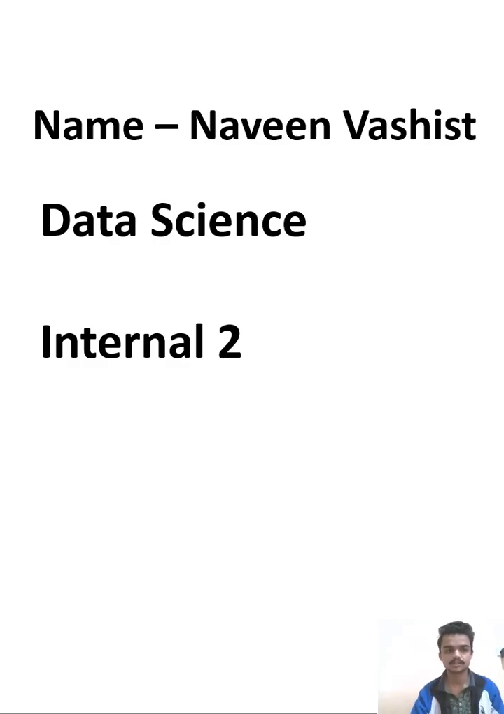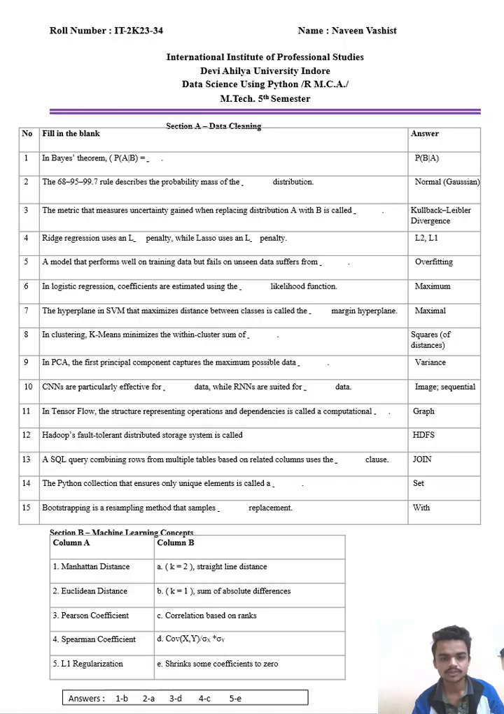So here we start. Question number one: in Bayes theorem, P of A given B is equivalent to, so the answer will be P of B given A. The 68, 95, 99.7 rule describes the probability mass of the dash distribution. So the answer is normal Gaussian distribution. The metric that measures uncertainty gained when replacing distribution A with B is called Kullback-Leibler divergence.